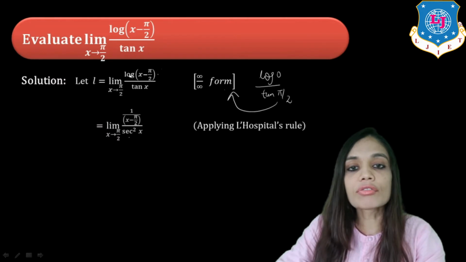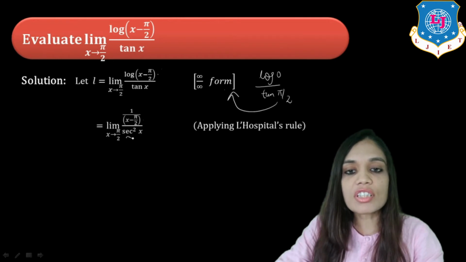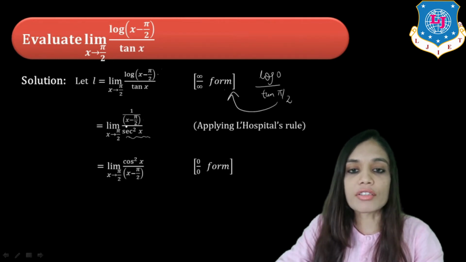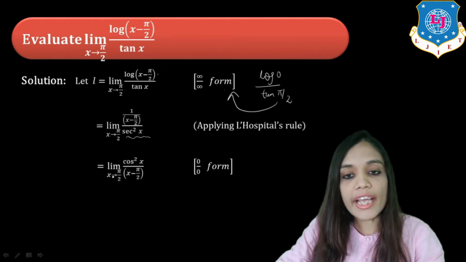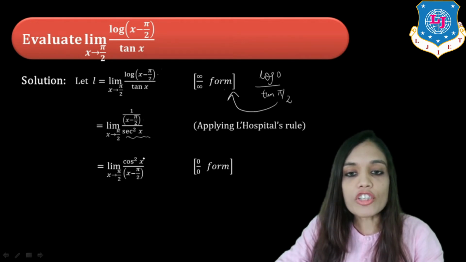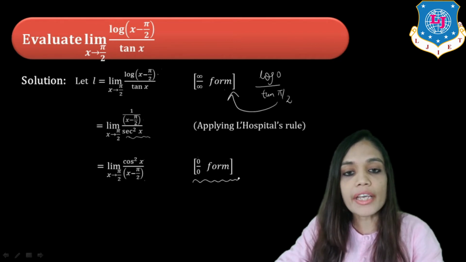So on applying it, we will get derivative of log x minus pi by 2 will be equal to 1 upon x minus pi by 2 and derivative of tan x will be equal to sec square x. Now we will simplify this. So in simplifying, we will get limit x tends to pi by 2, take this sec in the numerator. So 1 upon sec square will be cos square upon x minus pi by 2. Now suppose if you put x is equal to pi by 2, we know cos pi by 2 will be equal to 0 and pi by 2 minus pi by 2 will be also 0. So we are getting 0 by 0 form.